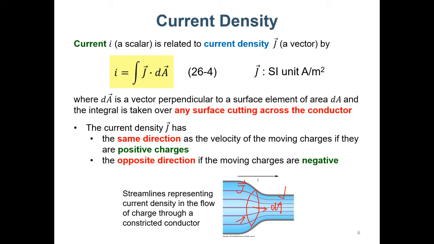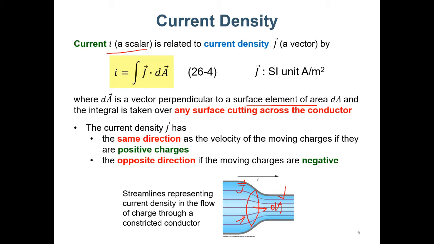But remember that I is not a vector. I is a scalar. Although we will say that the I is going to the left or going to the right, actually it's not a vector. The current density is a vector. So the dA is perpendicular to the surface element of the area dA, which is the same as the mathematics in the Gauss law.